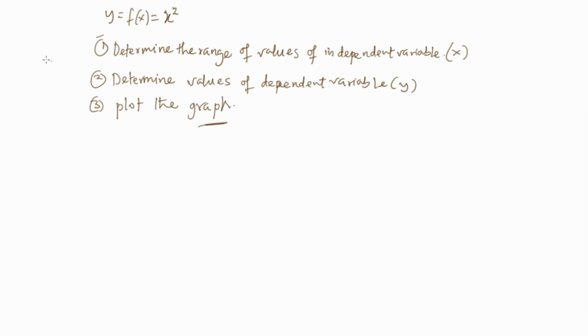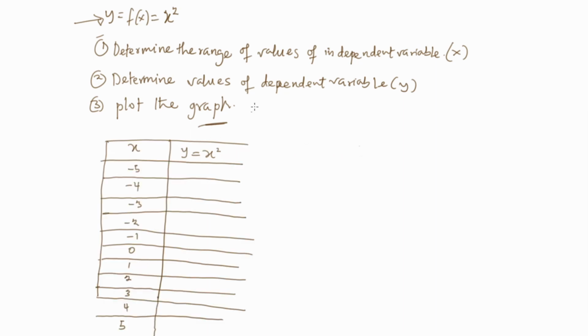Now we are going to use these steps to plot this small graph over here, y equal to x squared. So first we have to determine a range of values of the independent variable, that's the x. Let's say I want my x to range from -5 to +5. So I'll write out -5, -4, -3, -2, -1, 0, 1, 2, 3, 4, and 5. So these are my values for the x coordinates.